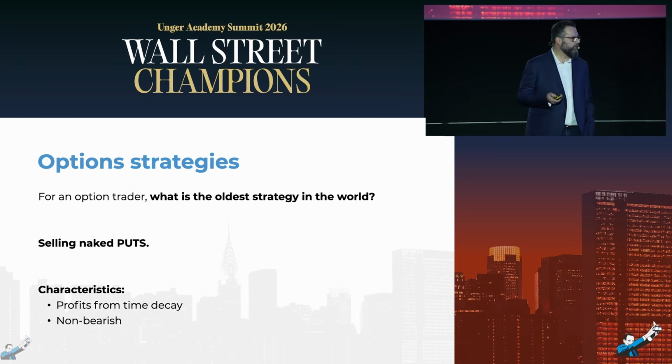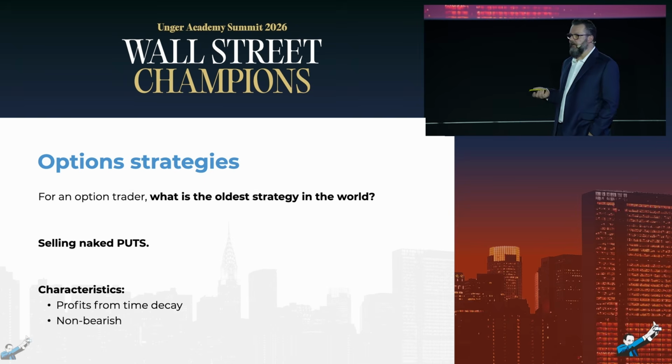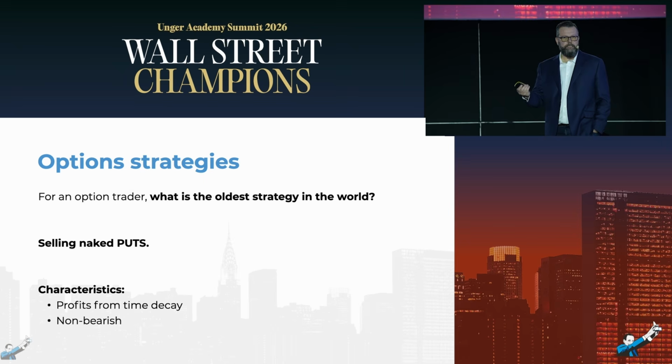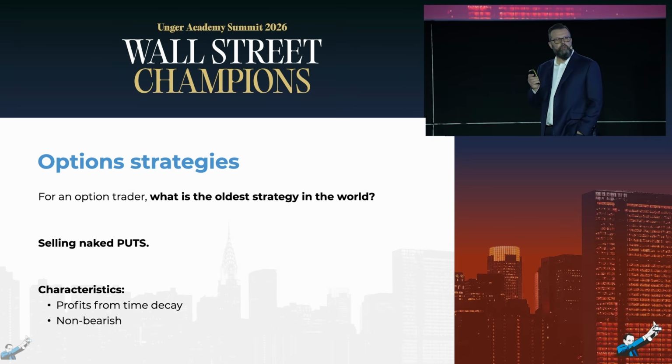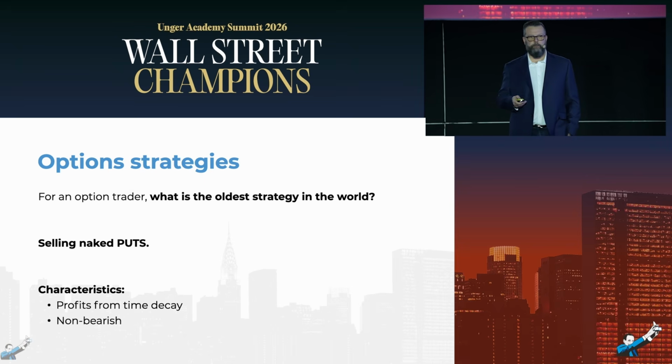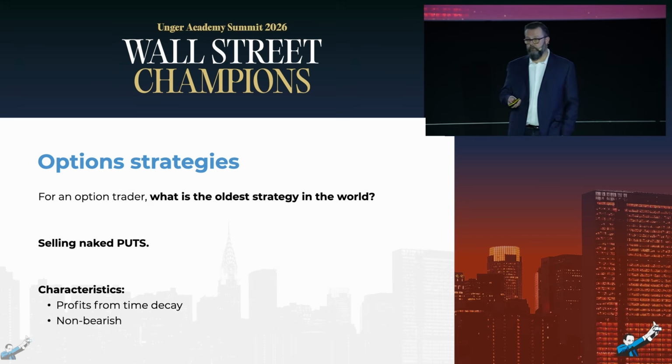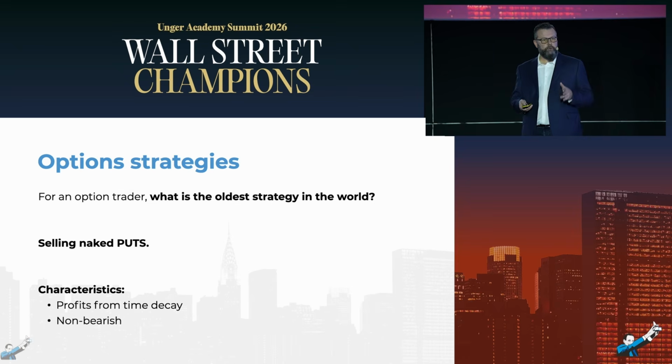Naked means that I sell an option and nothing else, without any additional protection, without buying another option at a lower or higher level. I just sell a single option. What are the characteristics of this strategy? It profits from the passage of time, and that alone makes it very different from any other type of strategy involving linear instruments. And as we've seen, it is a non-bearish strategy.